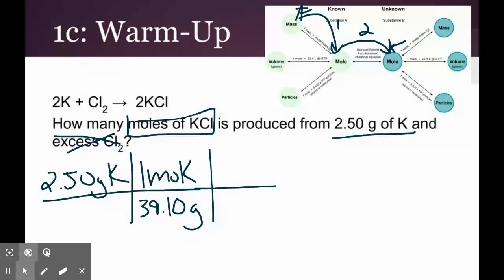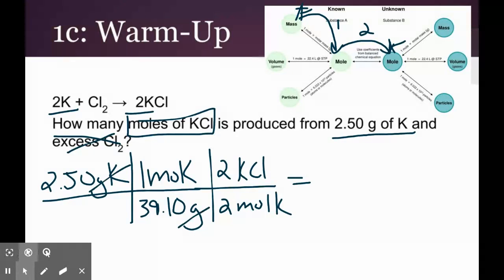We want to go to moles of KCl. So we're going to use the mole ratio from the equation. So it's 2 moles of K to 2 moles of KCl. And that gets us to moles of KCl, which is what we're looking for. Grams of potassium cancels out, moles of potassium cancels out, and we're left with moles of KCl.